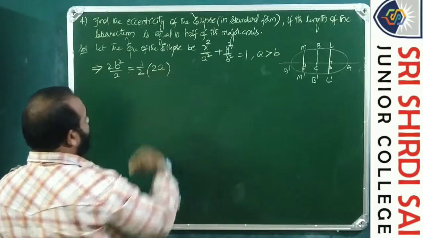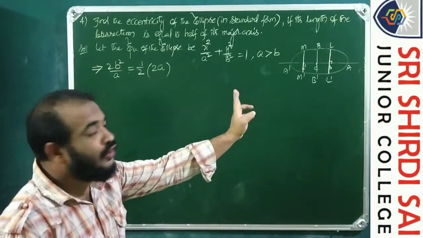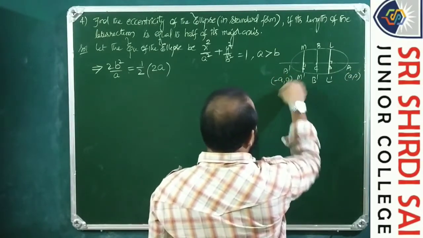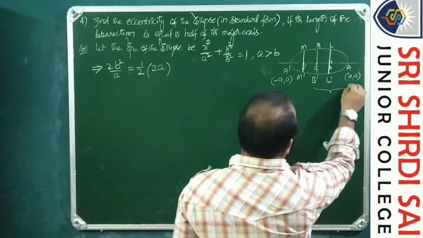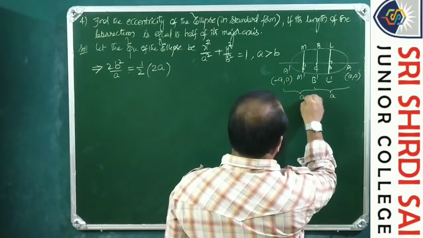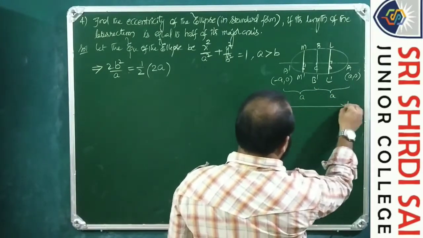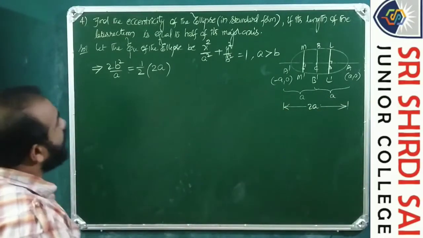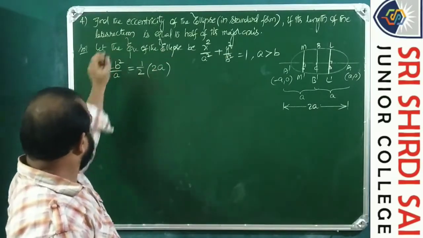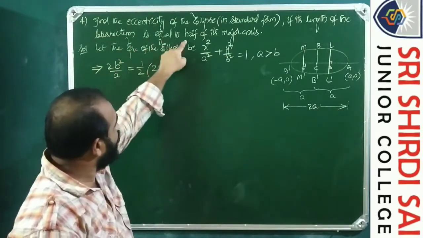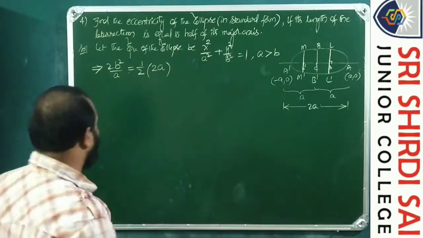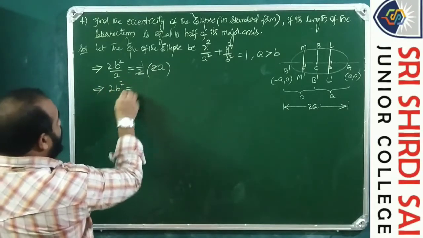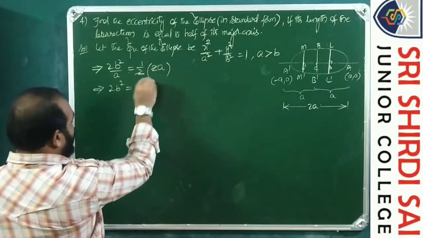2A. The length of the major axis is 2A, because this is A comma 0, this is minus A comma 0, this is the origin. So this is A and this is another A. So totally this is 2A. So the length of the latus rectum, 2B square by A, is equal to half of its major axis. Now this 2 gets cancelled. So 2B square is equal to A into A square, by cross multiplication.